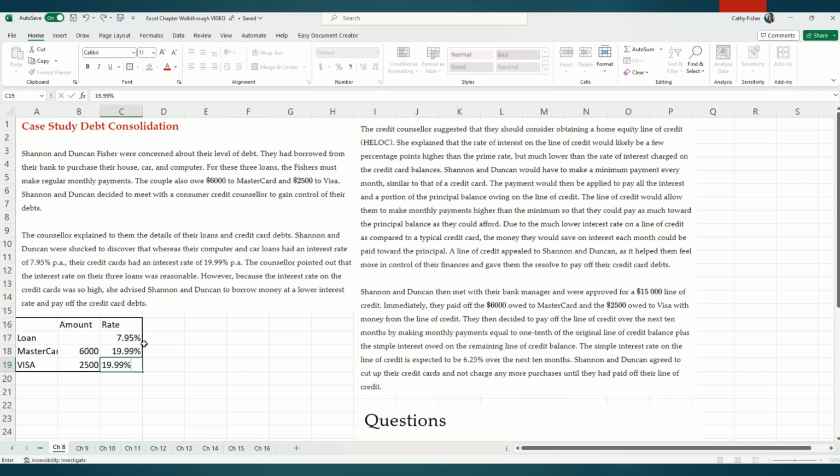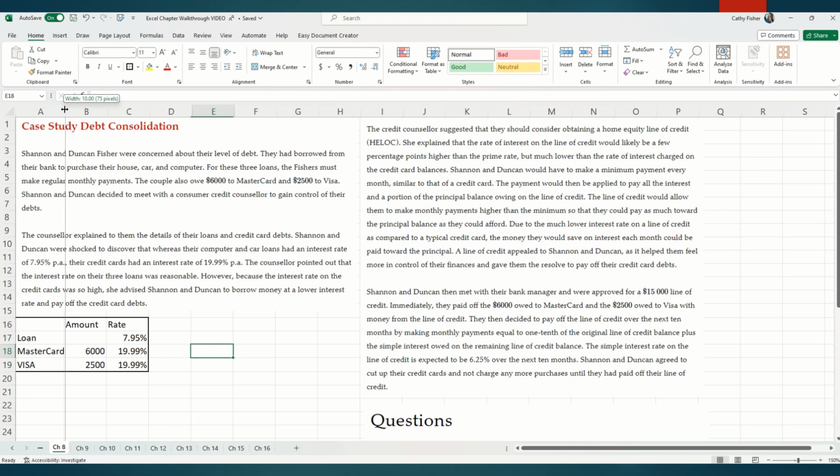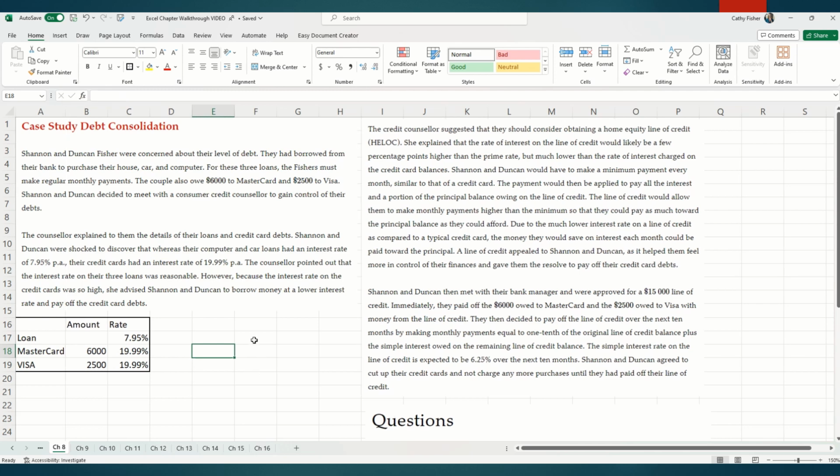The interest rate on their three loans was reasonable. However, because the interest rate on the credit card was high, she advised them to borrow money at a lower interest rate to pay off their credit card debts. That's what we know so far, that's what they have going on. I'll just make this so that we can read it. And that is their data.